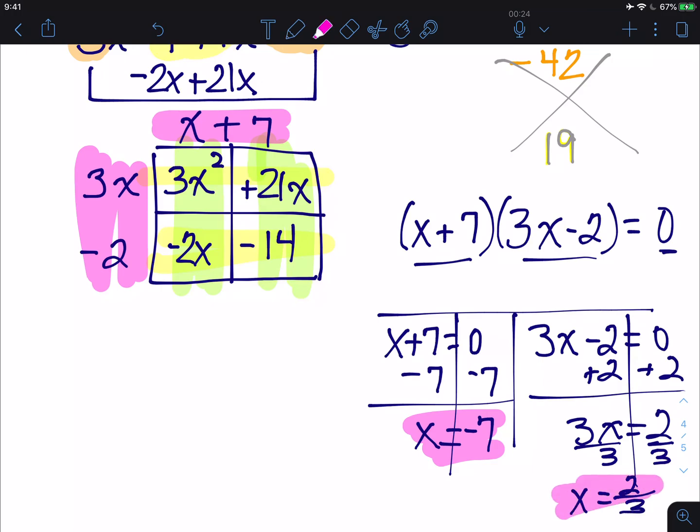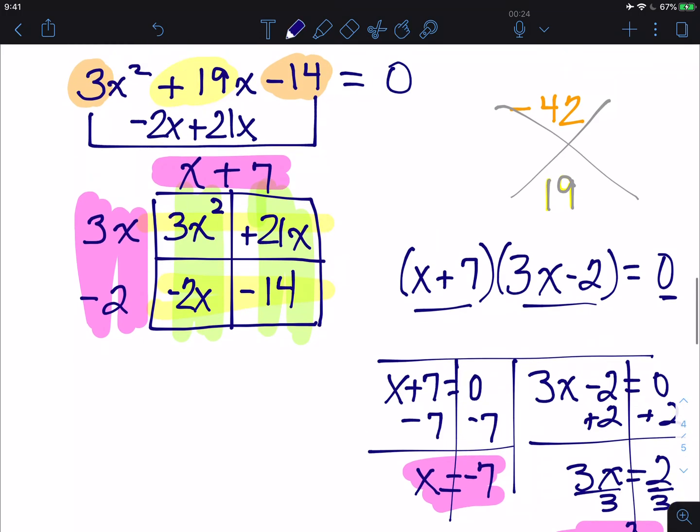So I've solved that quadratic equation. One of my solutions is x equals negative 7. The other solution is x equals 2/3. So if I go back into my original quadratic equation here, if I substitute in negative 7 for x here and here, then when I do the calculation, my answer is 0. Same thing with 2/3. If I substitute 2/3 in for x here and here, then when I do the math, I would get a value of 0 for that quadratic.